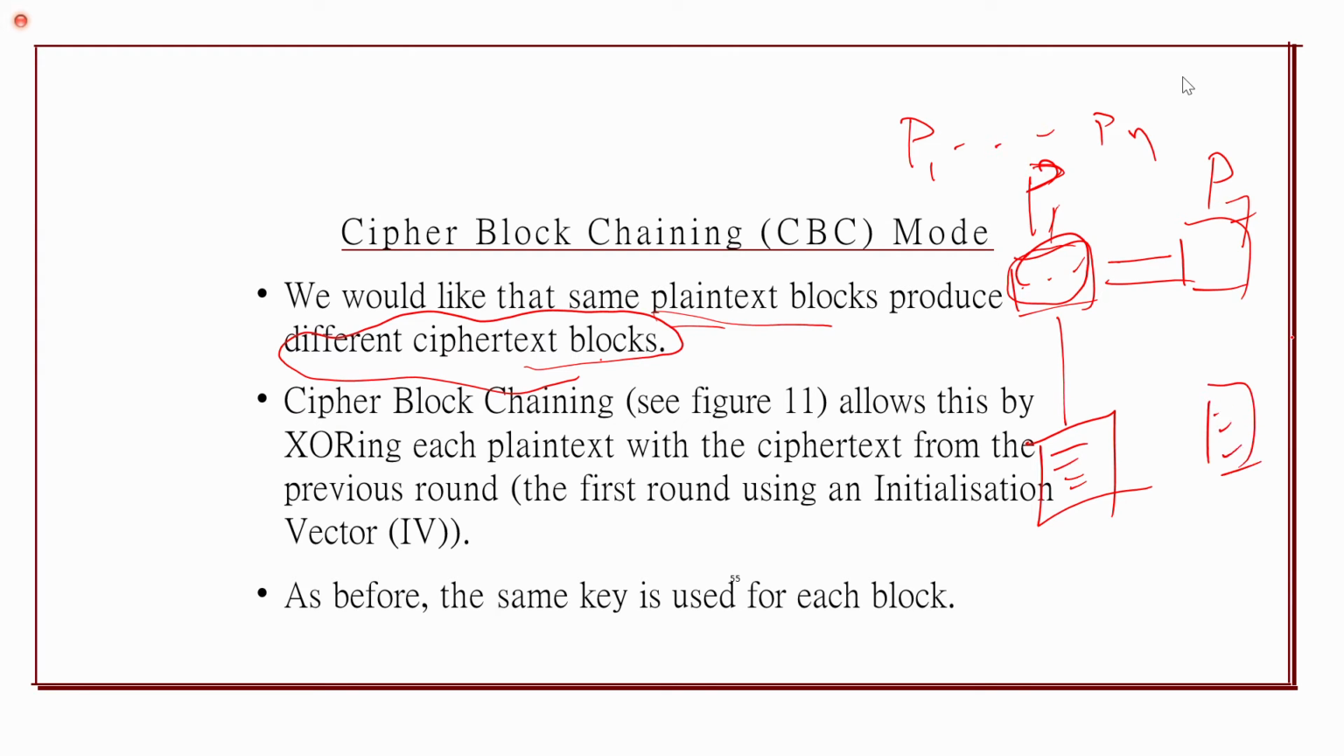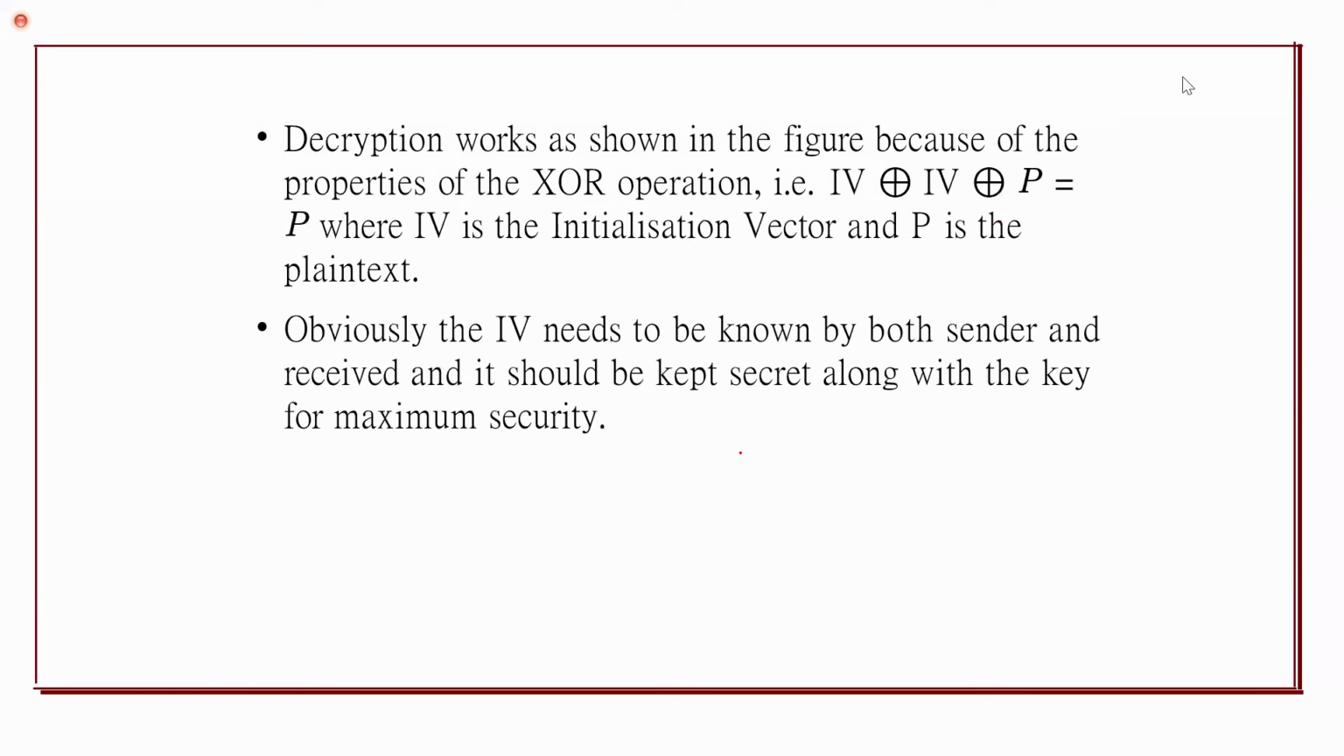Why? Because if we use electronic code book, we get the same ciphertext for the same data, but cipher block chaining will produce different ciphertext. Why? Because the output of one block is used for another block. The ciphertext of P1 will be used with the P2 block. It is going to perform the XOR operation with each plaintext, and whatever ciphertext is produced will be used as the input to the next block.